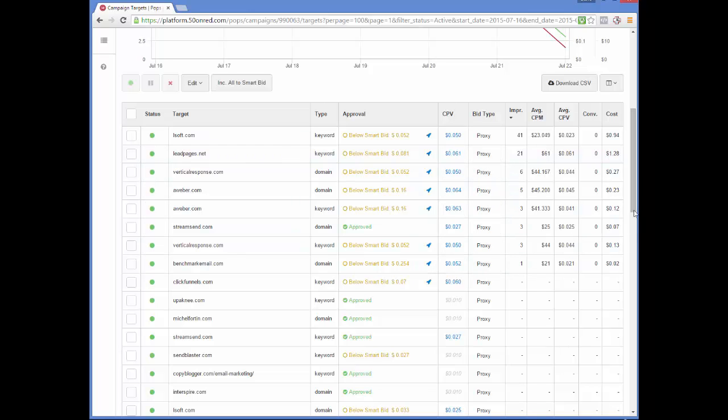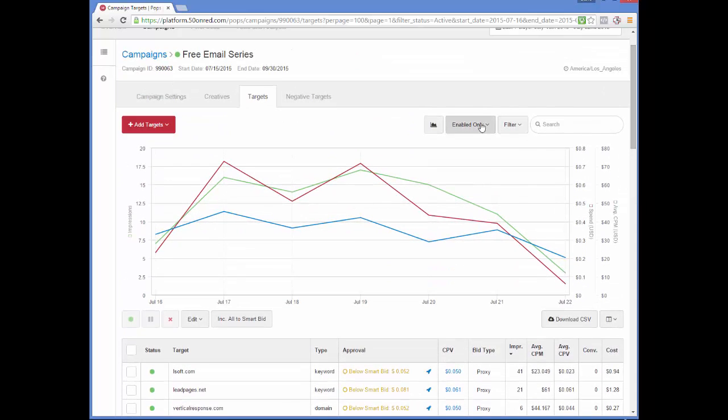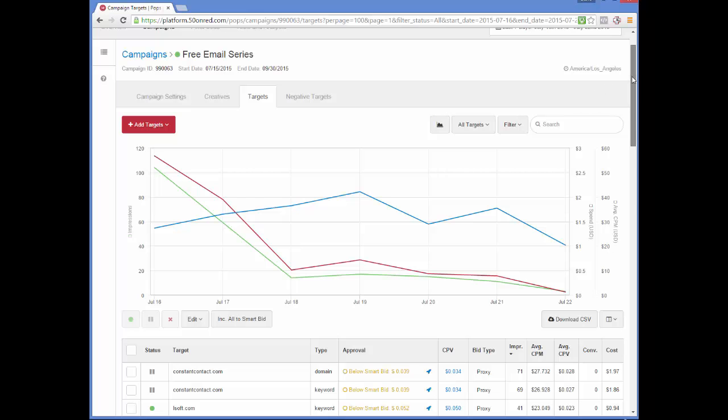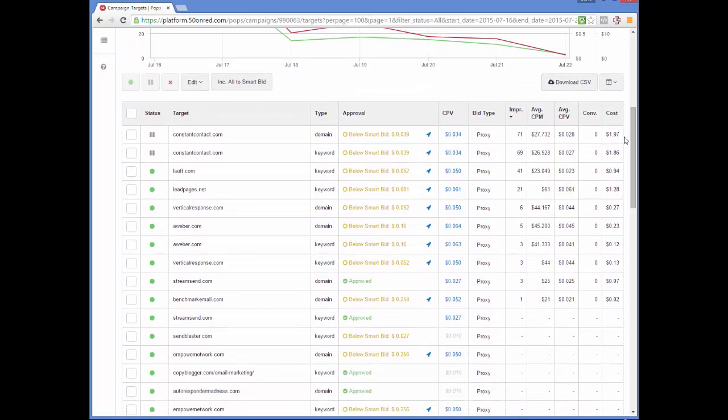So none of these had a conversion, but if we go up to the top here again and hit all targets, we see how in the beginning of the campaigns, Constant Contact, I paused that URL. It's the domain and the keyword, because added up together it was about 140 impressions with no conversions at a cost of almost $4. So I paused that one. It's not targeted enough to our lead magnet, and so it's not right for us.